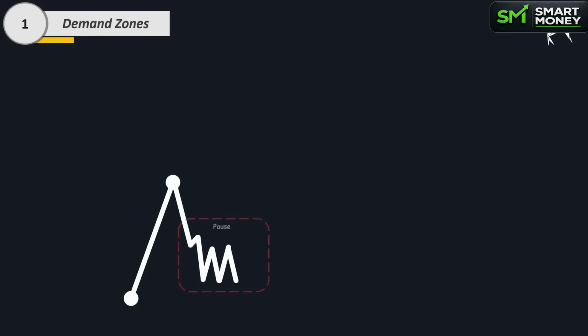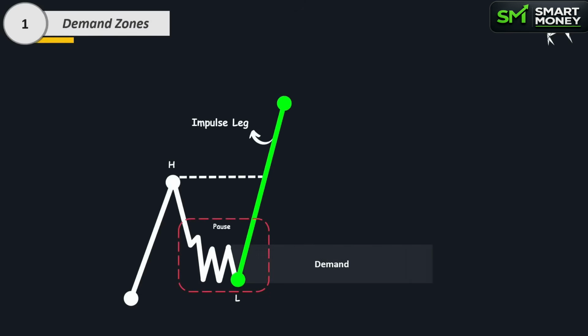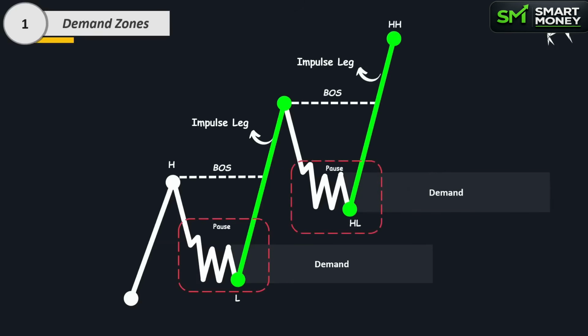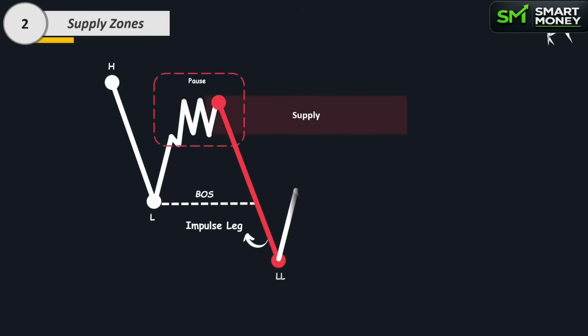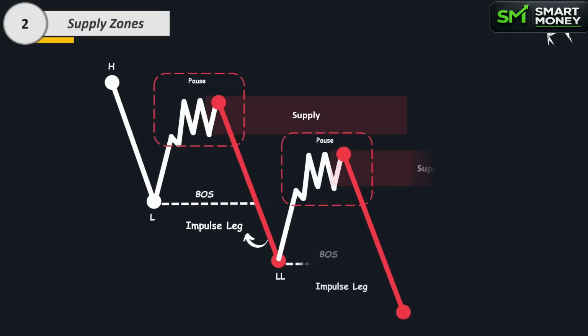In a bullish scenario, when price pauses and then breaks a major high with a strong impulsive move, it leaves behind an unmitigated demand zone at the origin of that move. Similarly, in a bearish scenario, when price pauses and then breaks a major low with strong momentum, it creates an unmitigated supply zone. So, supply and demand zones are essentially the areas from which price launches an impulsive move that causes a break of structure.